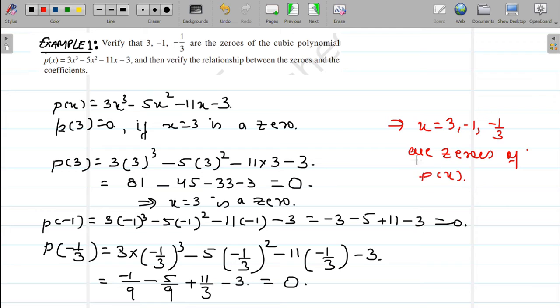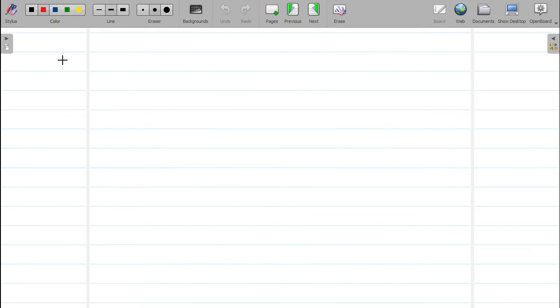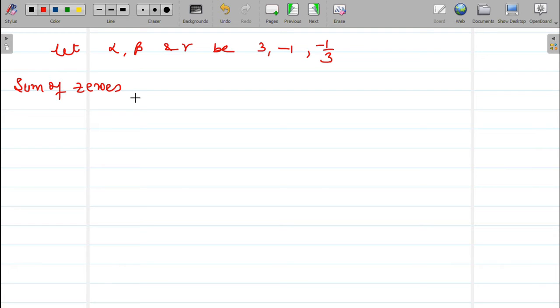Now how to verify the relationship of zeros? What next we can do is let alpha, beta and gamma be 3, minus 1 and minus 1 by 3. So we have the sum of zeros, alpha plus beta plus gamma. If I add them straight away, I'll get 3 minus 1 minus 1 by 3. That will give me 9 minus 3 minus 1 upon 3, that is 9 minus 4, 5 by 3.